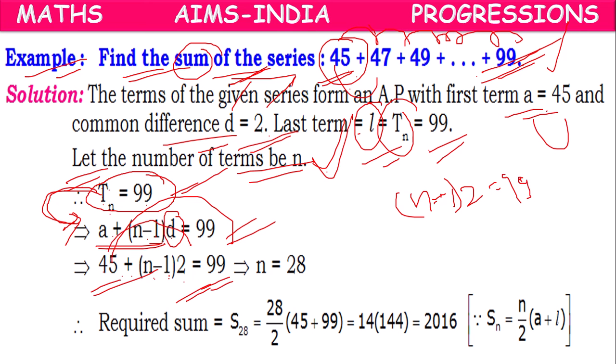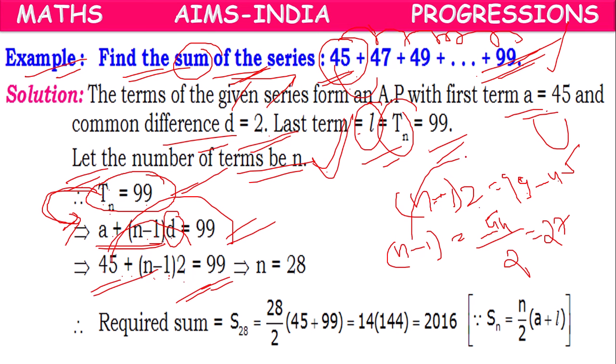If 45 comes to right hand side, it will become minus 45. So n minus 1 into 2 equals 99 minus 45, 54. By this 2 will come down by 2, which is equal to 27. This 1, if it goes to right hand side, it will become plus 1. 27 plus 1 equals 28. We have got the n value as 28.